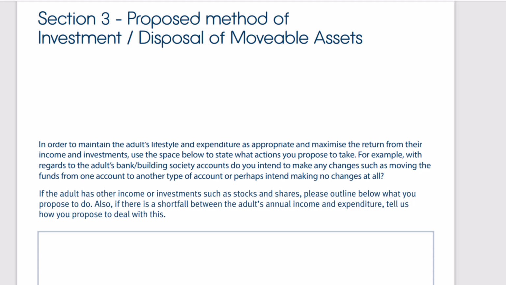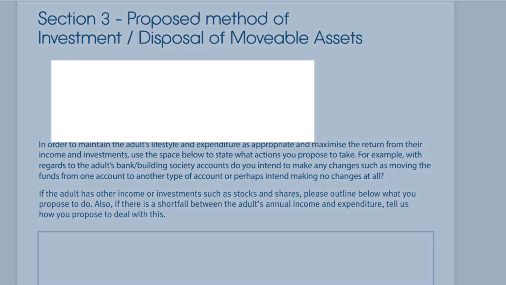If the adult has savings of £100,000 or more, guardians are expected to obtain independent financial advice. The financial advisor should give their advice in writing, and a copy of that advice should be sent to the public guardian along with the completed management plan form. If there's more than £100,000 in savings, but there's a good reason why financial advice hasn't been obtained, just let us know.